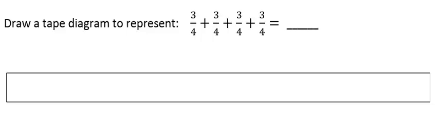This lesson is for 4th grade, Module 5, Lesson 36. In this lesson, we're going to relate repeated addition to multiplication of fractions.